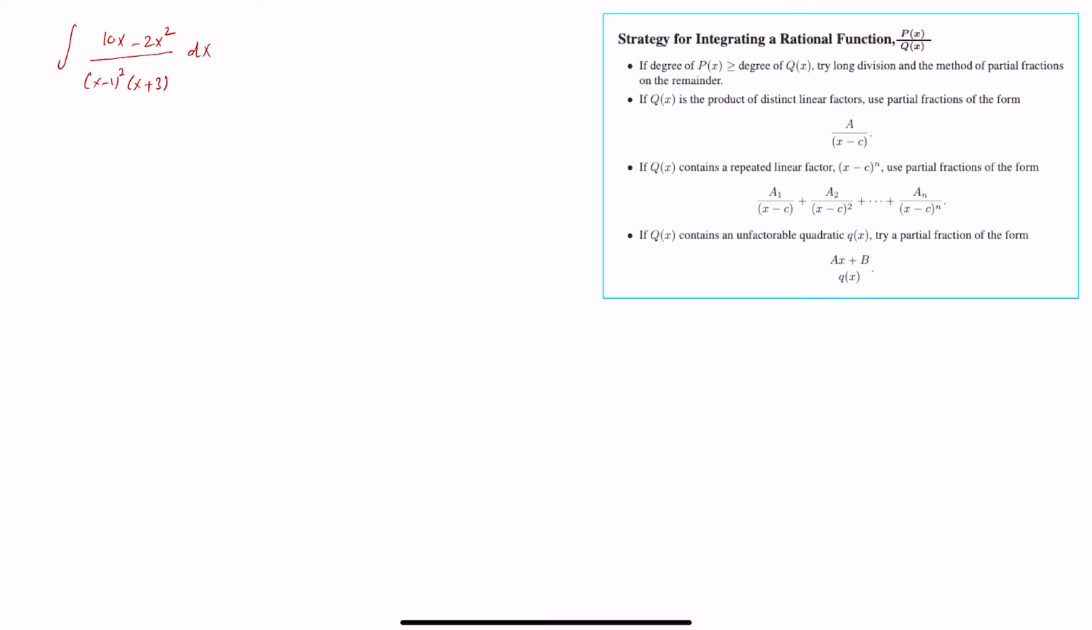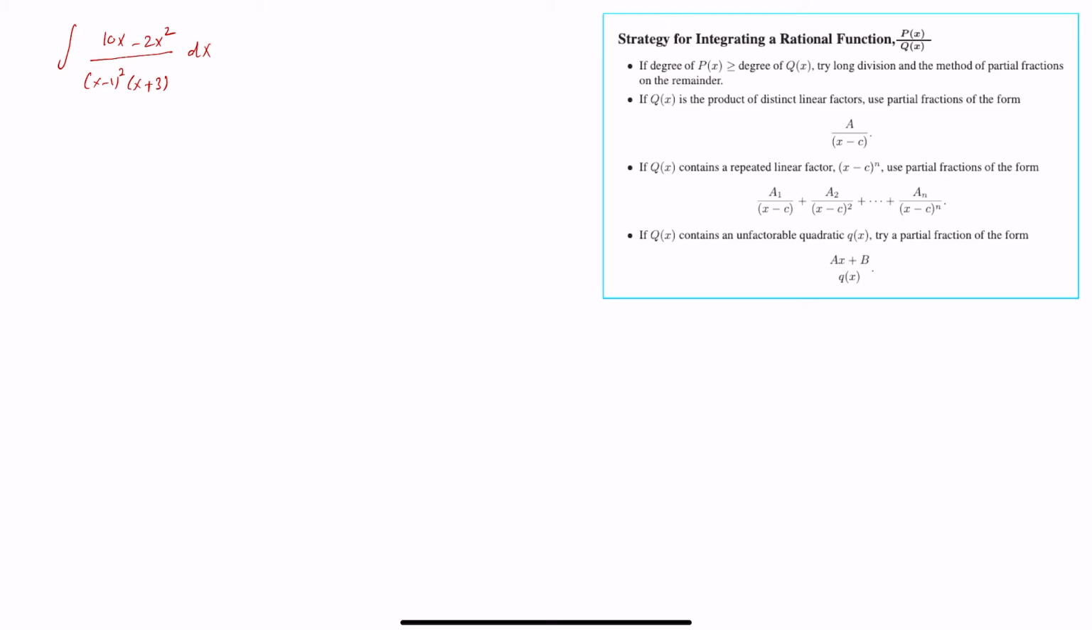Here we want to integrate the integral of (10x minus 2x squared) over (x minus 1) squared times (x plus 3) dx. Mention here that we're not able to use long division since the numerator degree is less than the denominator degree. Note that the denominator is already factored, so we can go straight to solving this integral using partial fractions.